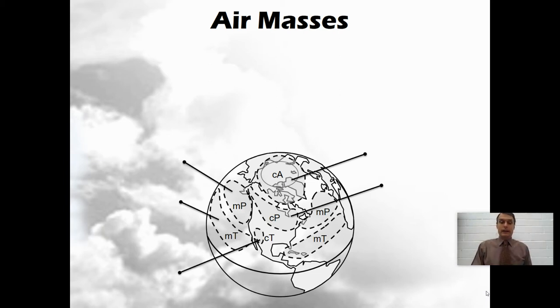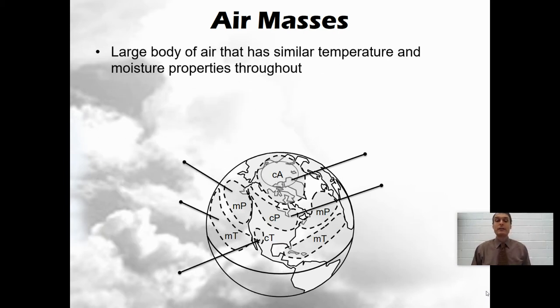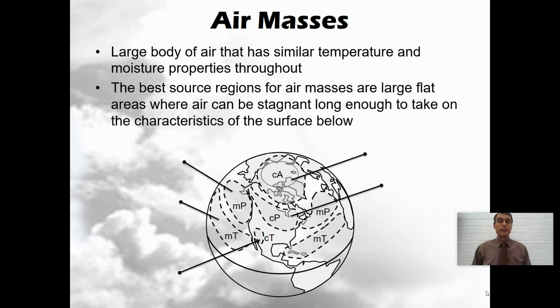All right. So what is an air mass? It's a large body of air that has the same temperature and moisture properties throughout the whole air mass. So it can be dry, it can be hot, it can be cold, etc. Those sort of things. So how does this happen?